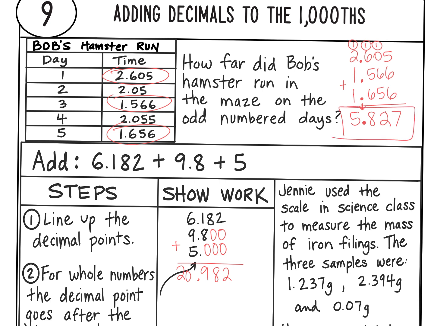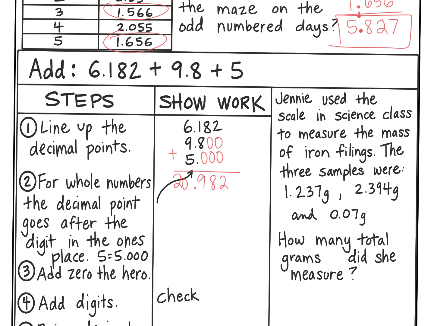And then you can go ahead and try the next one about Jenny. It says, Jenny used the scale in science class to measure the mass of iron filings. 3 samples were 1 and 237 thousandths grams, 2 and 394 thousandths grams, and 700 grams. How many total grams did she measure? So go ahead and try that on your own. Plug in zero the hero where needed, and then we'll check it together.